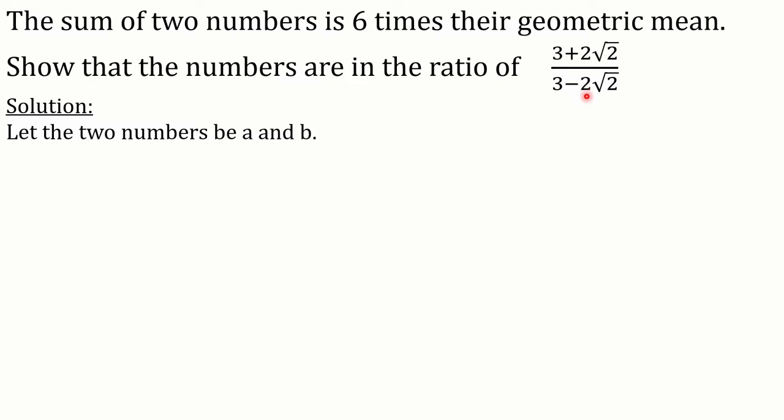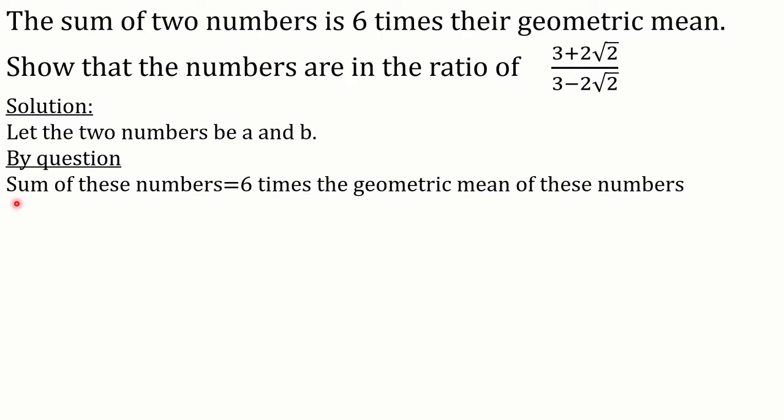So, for this purpose, by the question, the sum of two numbers means these two numbers. So the sum of these numbers is equal to 6 times the geometric mean of these numbers. These numbers means again the same numbers a and b. So the sum of these numbers means a + b, and the geometric mean of a and b is √(ab).